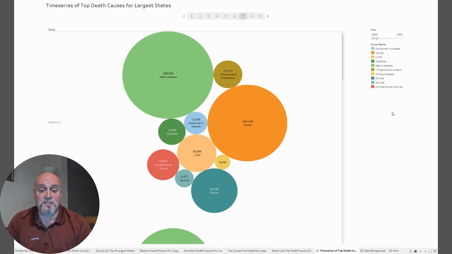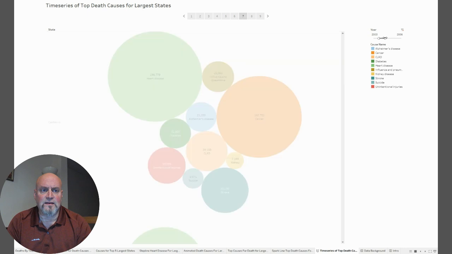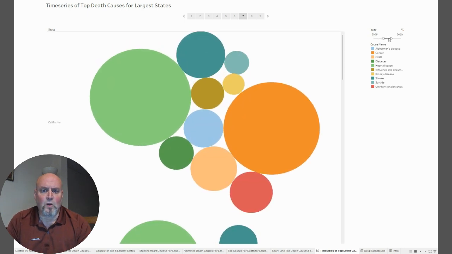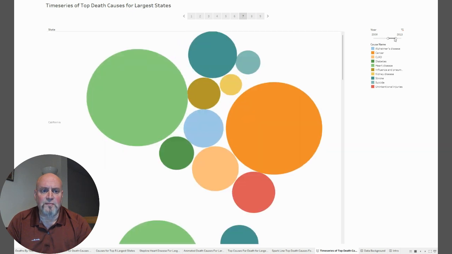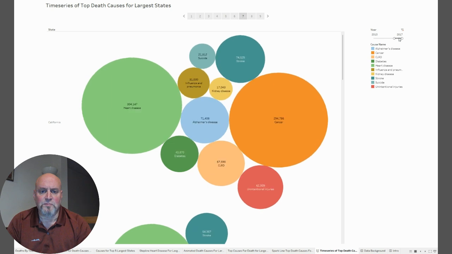Here in the causes, you can see at the year how they'll change. We're focusing on, again, the top 5 largest states. And you can see over time how the diseases become much more prevalent or change places in their significance. Almost always, heart disease and cancer taking a front row that we have to be concerned with.